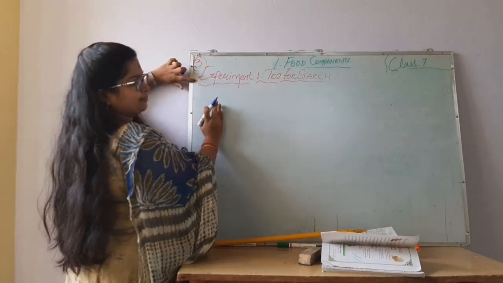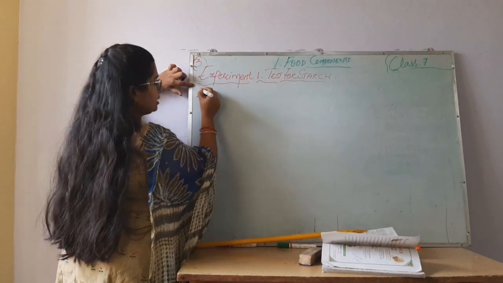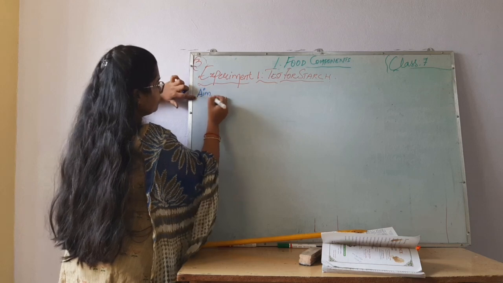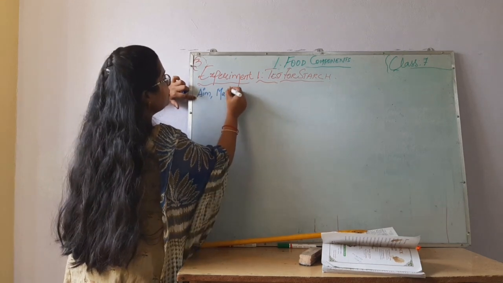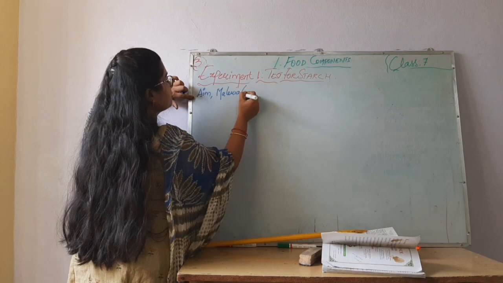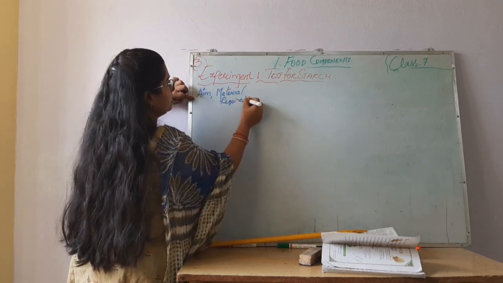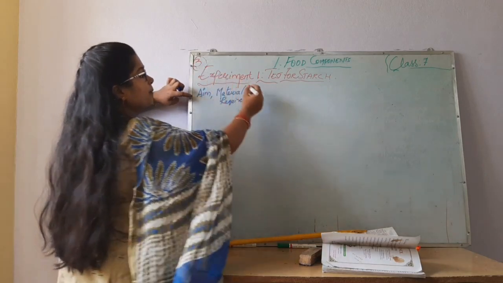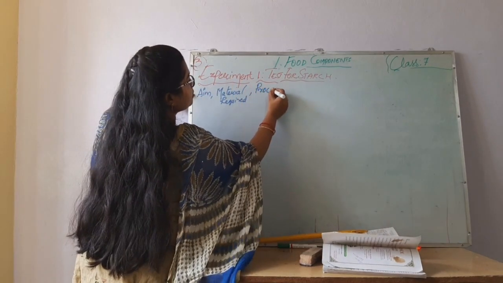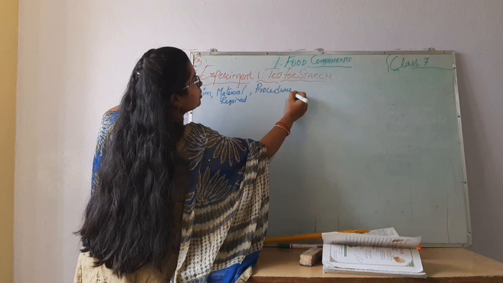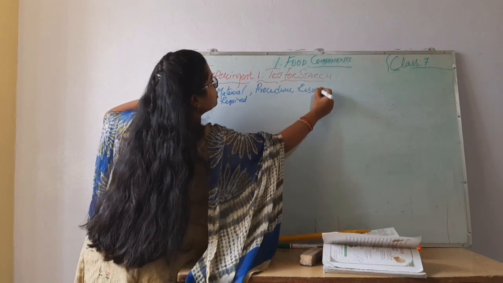For writing any experiment, remember, you need to write the aim, materials required. First you need to write this and then go to your lab to do it. Materials required, procedure, result or observation.